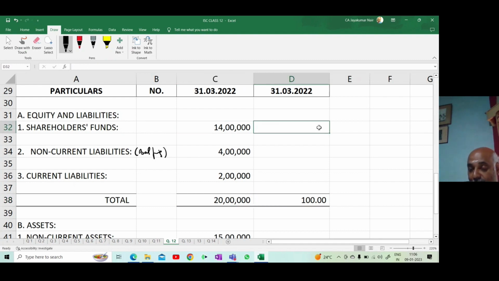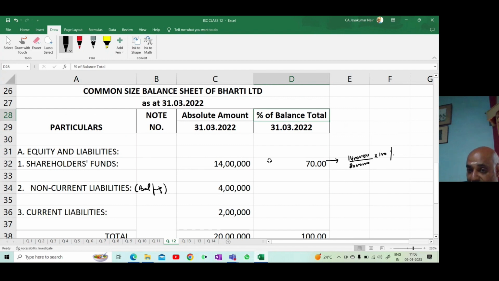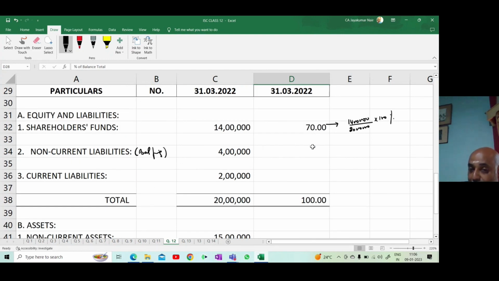So 14 lakh will be equal to how much? So how do I calculate this figure? It is 14 lakhs. Divide this by 20 lakhs into 100 will give you as a percent. So how did I calculate? It is 14 lakhs over the total balance sheet total into 100% will give you in percentage. We don't write the percent because the heading is already there, percentage, but actually it is 70%.